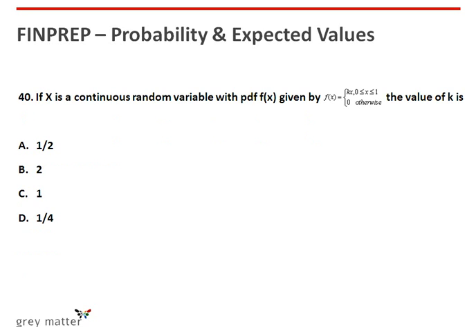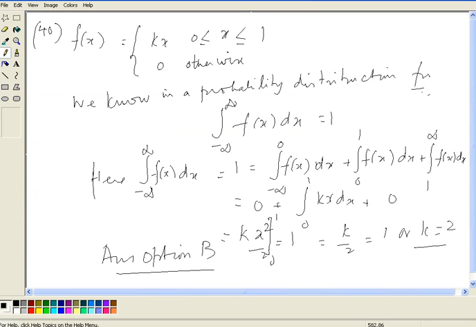40th question, if x is a continuous random variable with probability distribution function f of x given by this, the value of k need to be computed. Going to our worksheet as given, we know in a probability distribution function, the random variable x, a continuous one, integral minus infinity to infinity f of x dx is equal to 1. Now here minus infinity to infinity f of x dx equal to 1 can be split as minus infinity to 0 and then 0 to 1 and 1 to infinity.